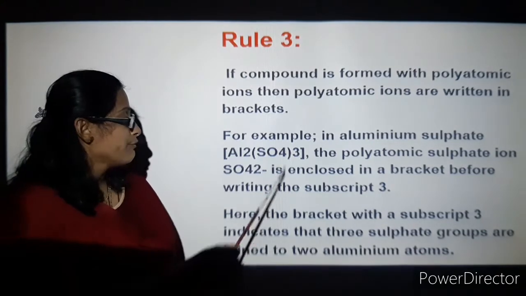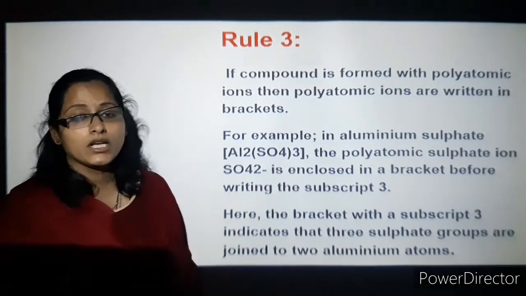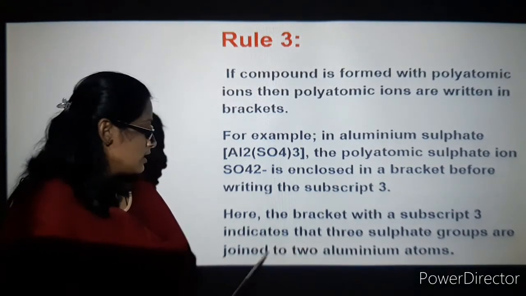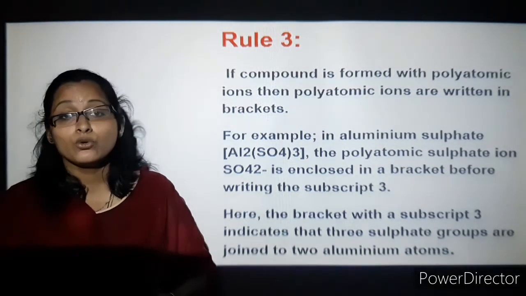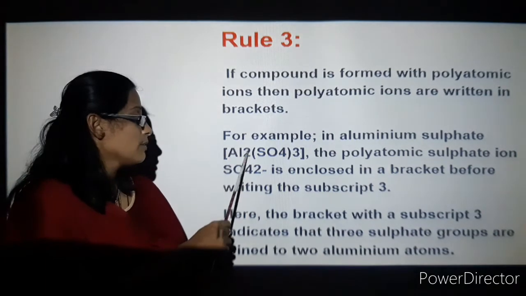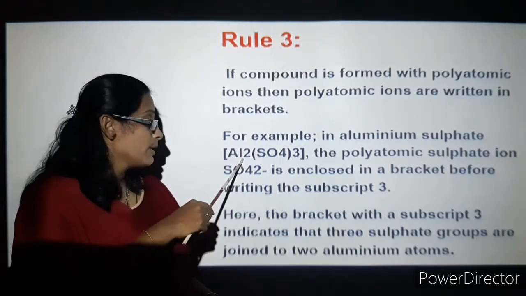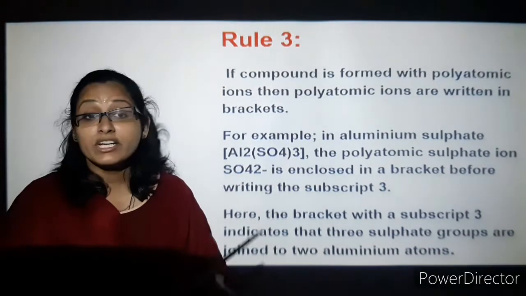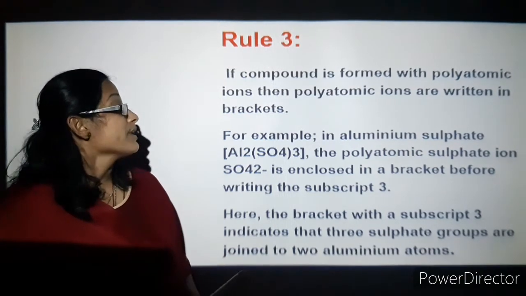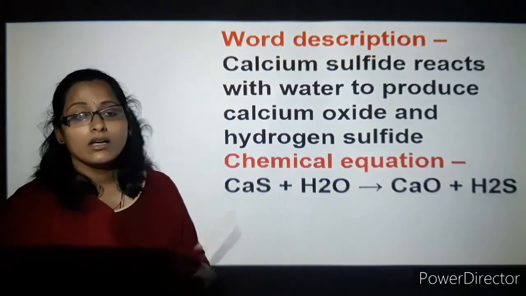So before writing subscript 3, you will be writing the valency of that particular group. The bracket with subscript 3 indicates that 3 sulfate groups are present, and 2 aluminium atoms. So here it becomes 2 aluminium. After you have crossed the valencies, you will have 2 aluminium atoms and 3 groups of sulfate. It's grouping.